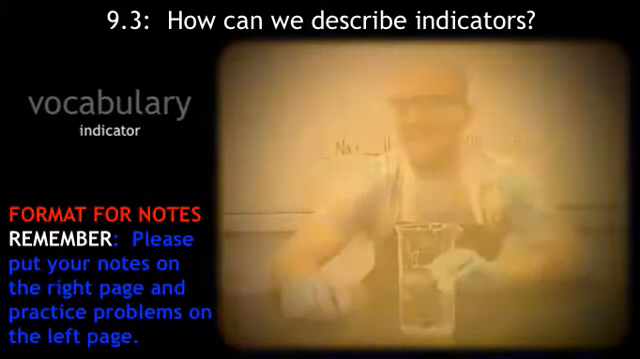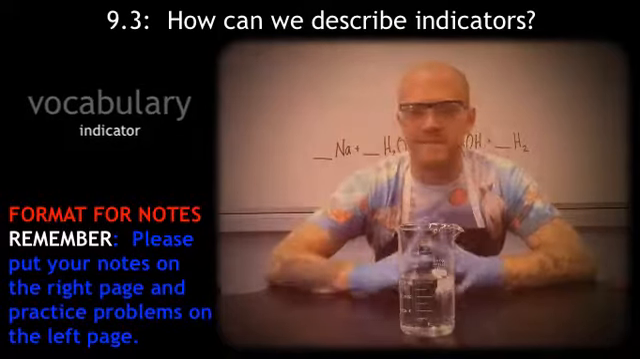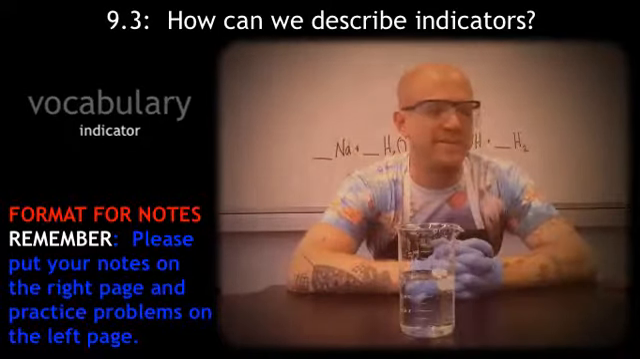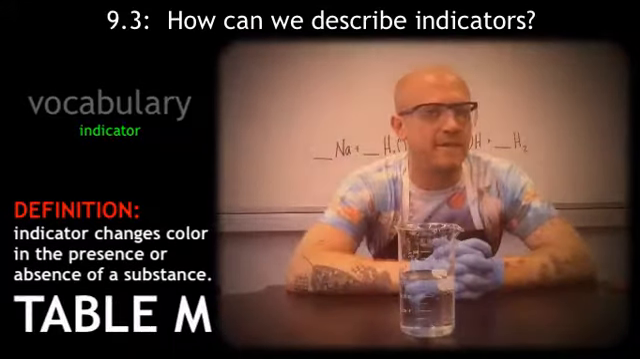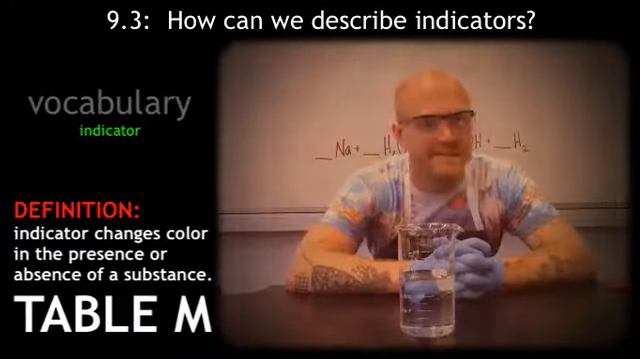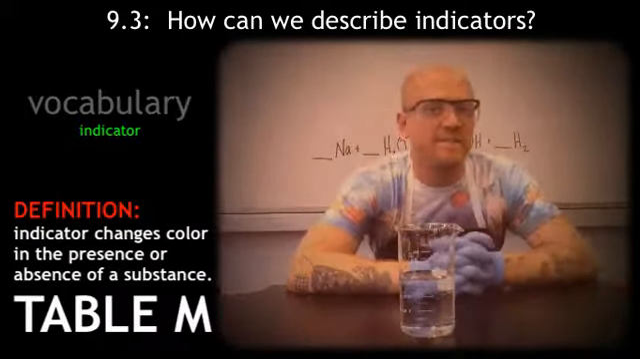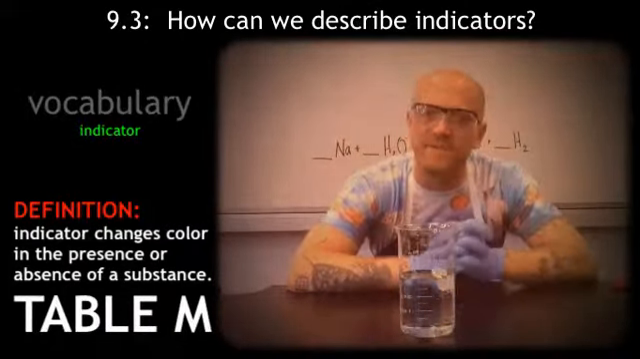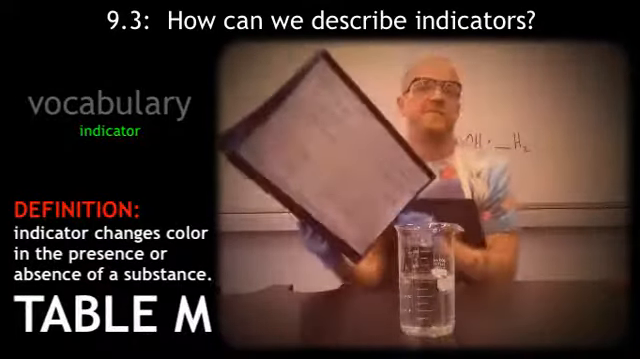Hey, today we're going to talk about indicators, and we're going to be looking at different examples of indicators and how they change color. We've done a lot with indicators, whether you know it or not. You've seen an indicator. Ladies, if you've taken a pregnancy test, that's an indicator. Anytime you get tests for STDs, some of these rapid HIV tests, they use indicators, different types that are testing enzymes or other chemicals in your body.